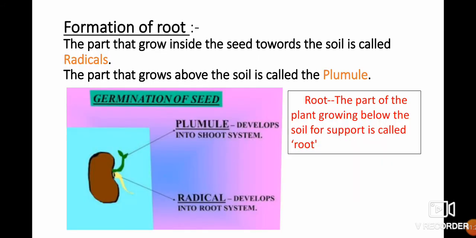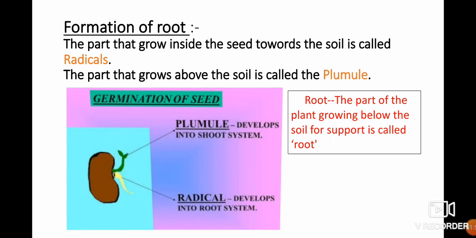So see this, we are seeing the first part: formation of root. How the plant's roots are formed. Okay, what does root mean? The part of the plant growing below the soil for support is called root. The plant part which is growing below the soil is called root. In the pictures you are observing germination of seed.